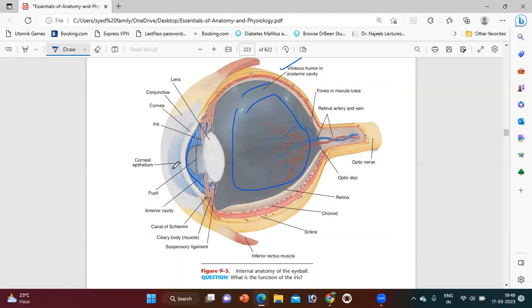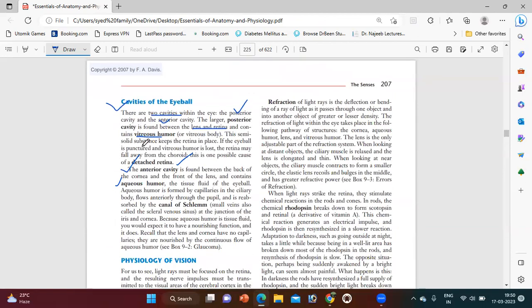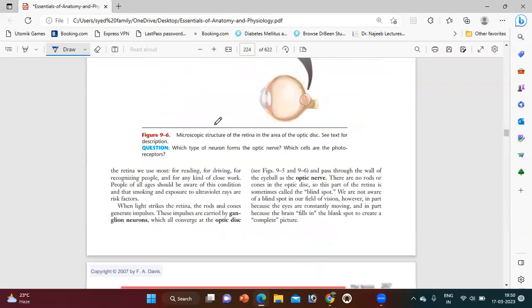So basically with the help of these liquids only, the lens and the other parts of the eyeball will get the nourishment, because directly they don't have capillaries, on the eyeball, on the lens, on the pupil. So basically with the help of this fluid only they will get the nourishment. Okay, so I hope you understood the eyeball cavities, anterior cavity and posterior cavity. If you have any doubt you can ask about these cavities.